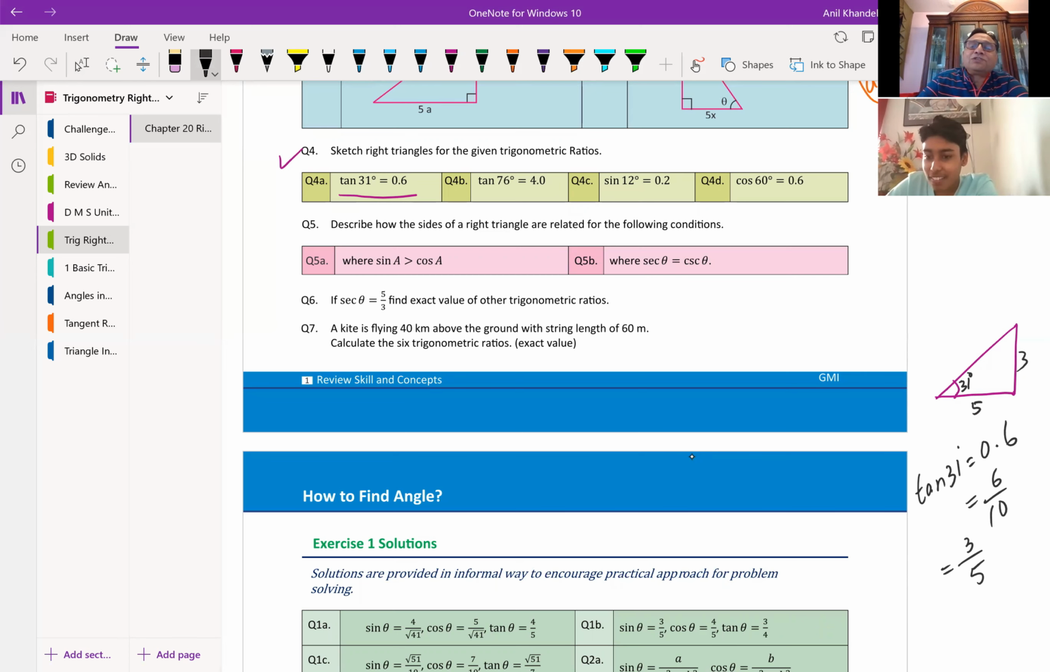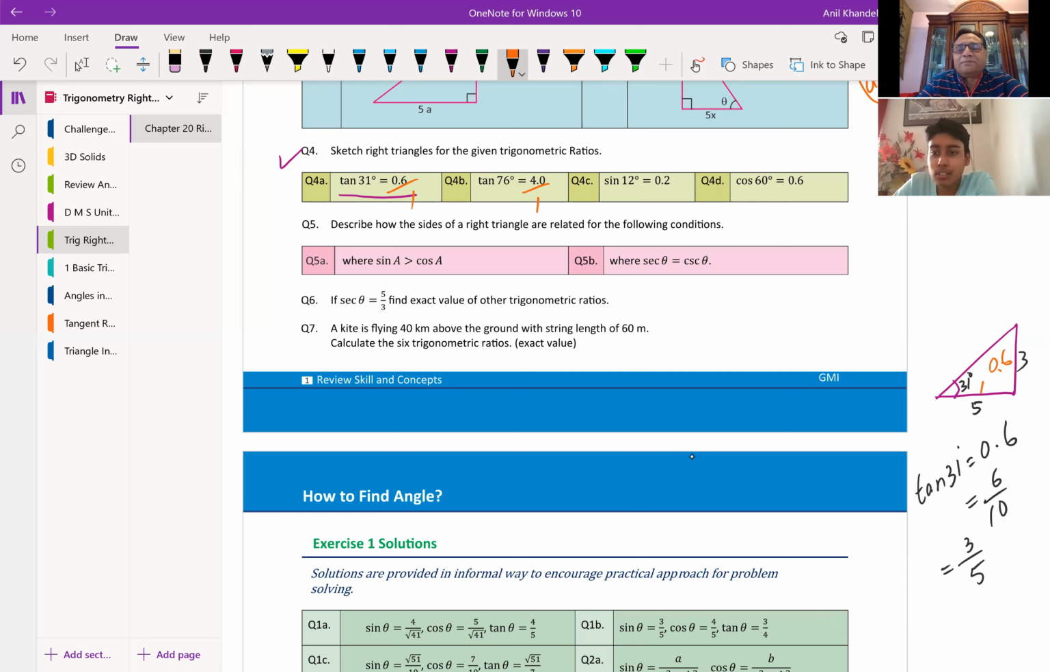You get the idea? So in this question, you have to convert the decimal into fraction and then you can make your triangle. Otherwise, you could have written 0.6 and 1, correct? Ratio. You could write this over 1, correct? For example. But writing a whole number is a better thing and expected from you, correct?